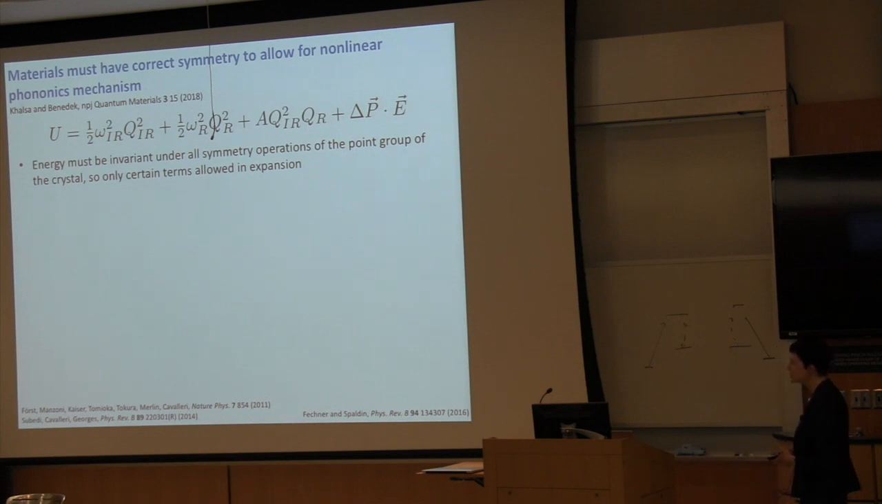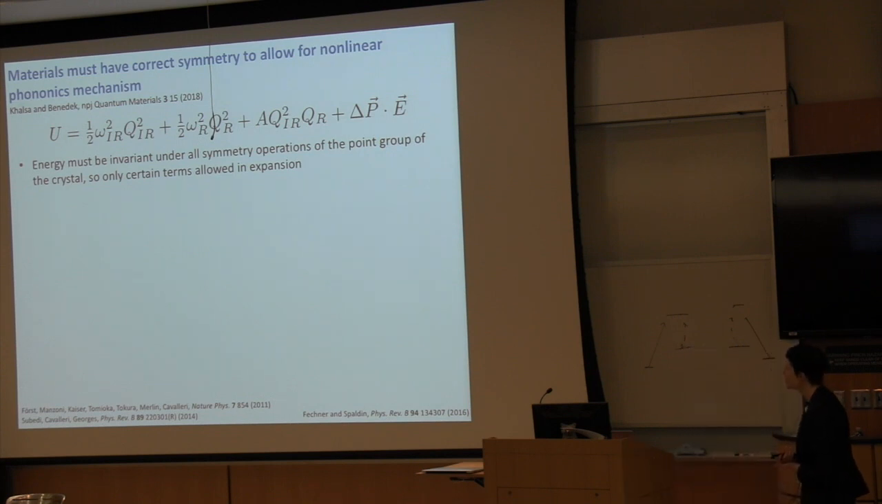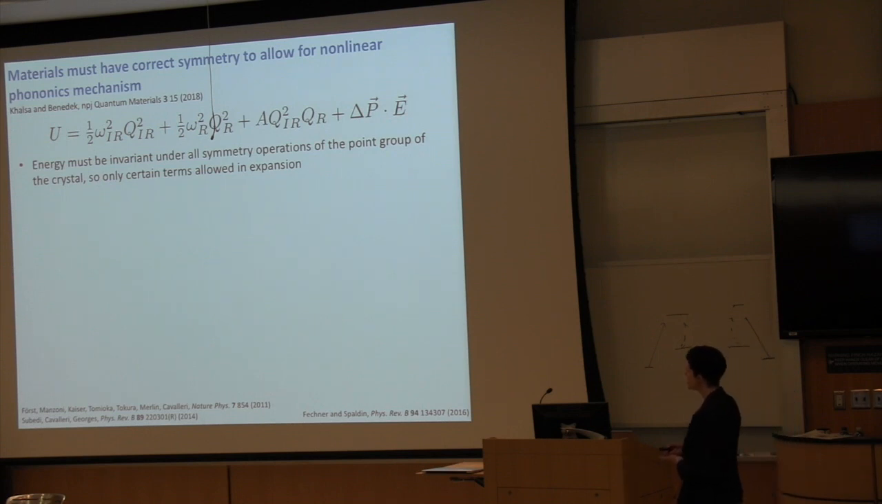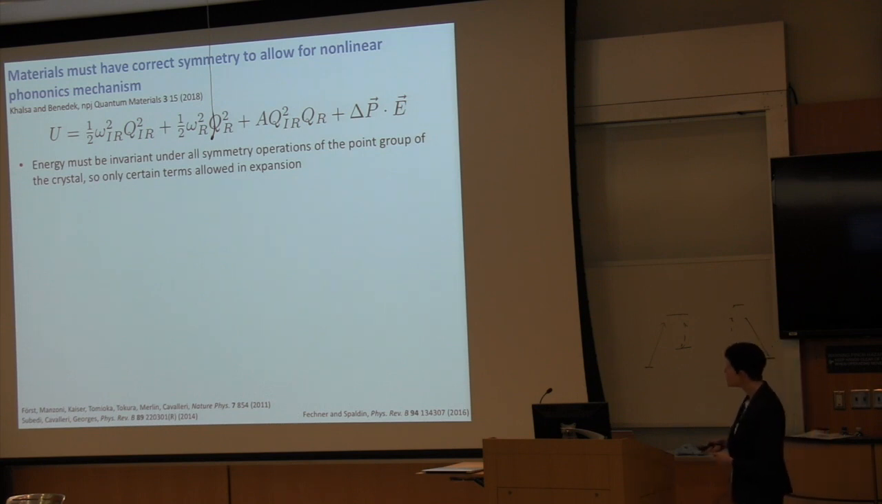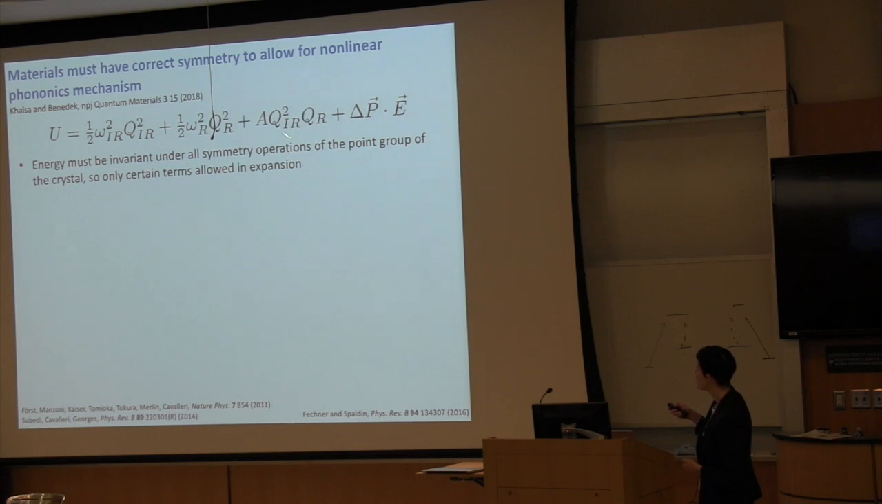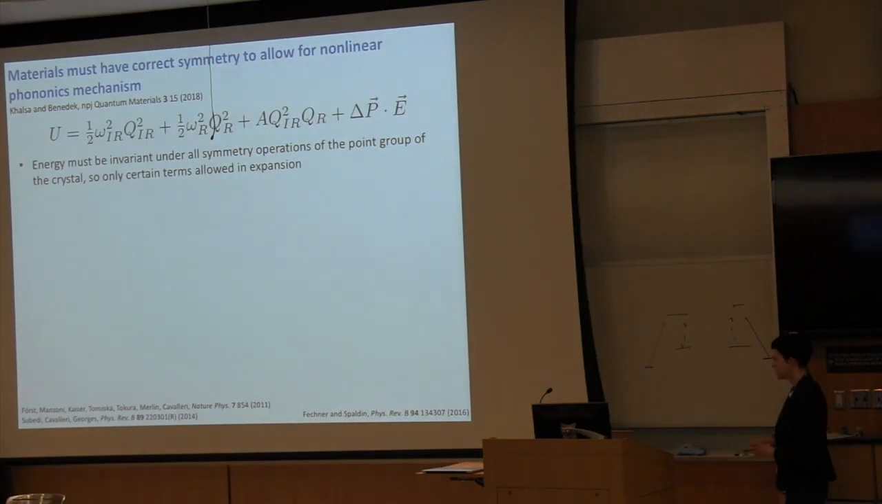So not all materials can exhibit this nonlinear phononics mechanism. Only certain space groups have the correct symmetries to allow it. And we can see that by expanding the energy of the crystal in powers of the IR and Raman active mode amplitudes. These omegas are the corresponding phonon frequencies, and we get frequencies and amplitudes from density functional theory. So to lowest order, the IR and Raman active modes are coupled through this cubic term, as we just saw. The very last term describes the coupling between the electric field of the light pulse and the polarization change in the crystal.